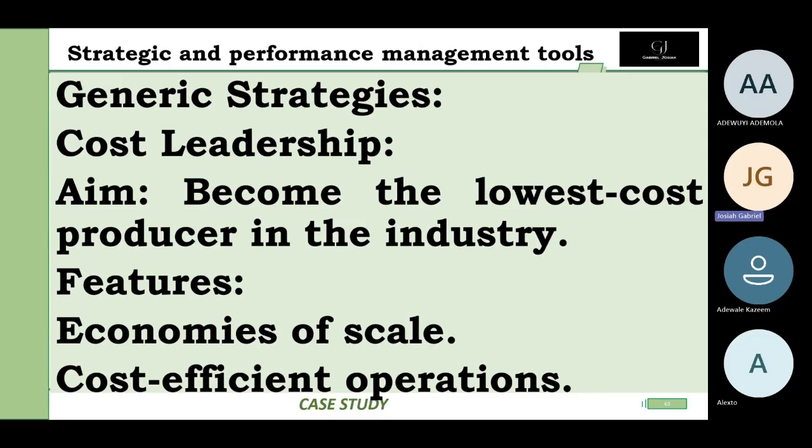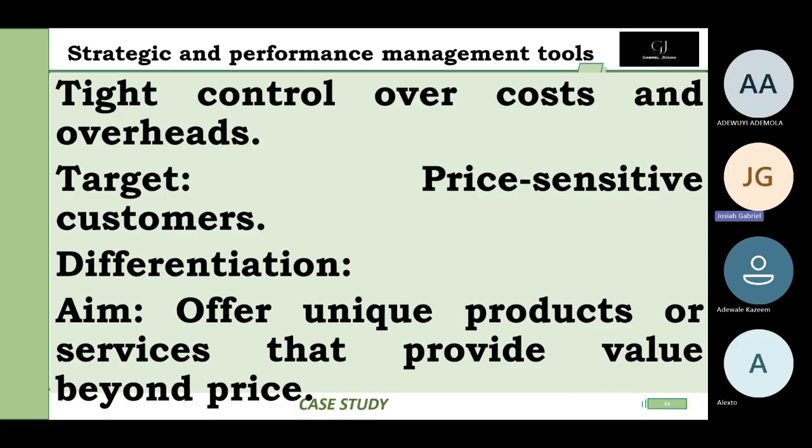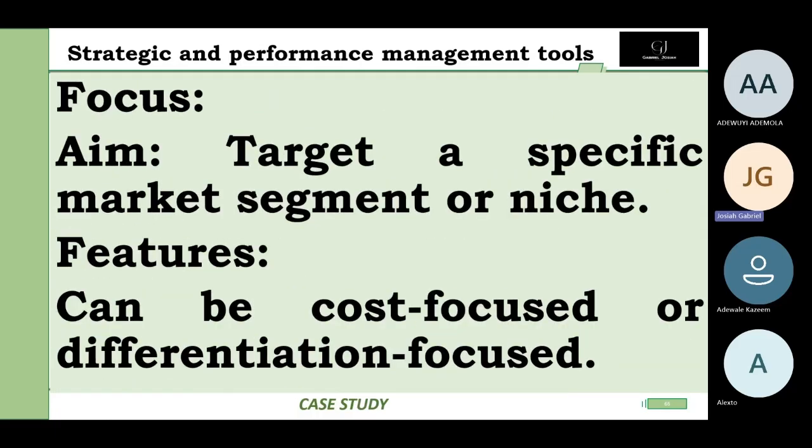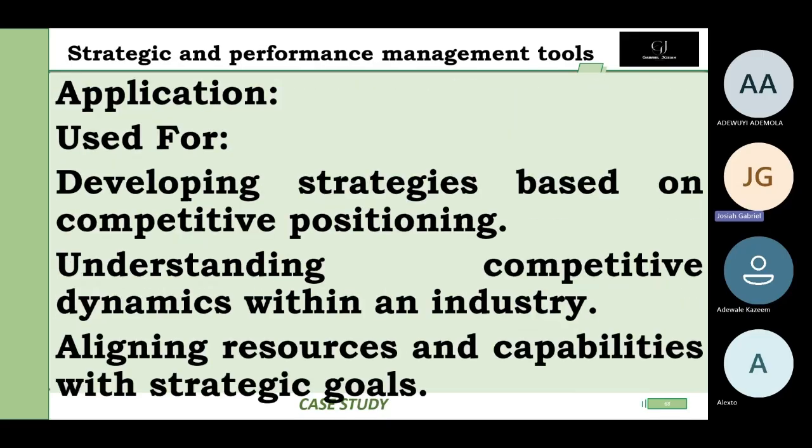So when you hear Porter's generic strategies, the first thing you should think of is cost. Number one, cost leadership. Number two, differentiation. And number three, focus. Cost leadership, differentiation, and focus. Very, very important in brief.